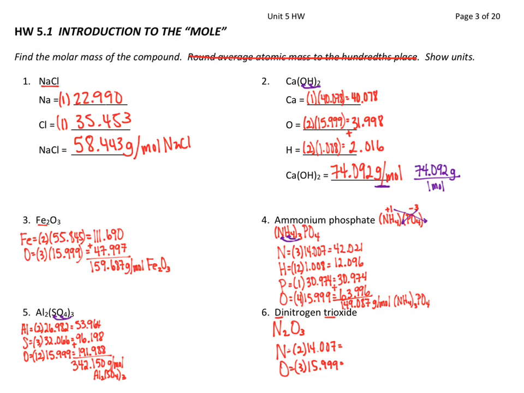So 2 times 14.007 is 28.014. 3 times 15.999 gives me 47.997. Again, I'm going to add these. Then I put the total of 76.011 grams per mole. And I'm talking about dinitrogen trioxide.